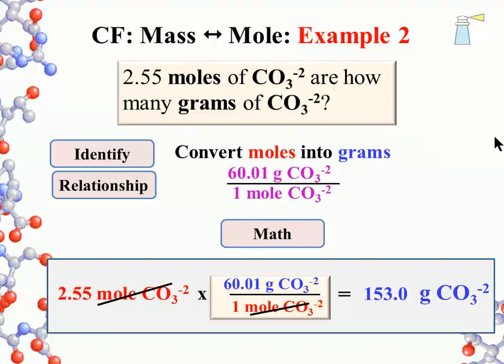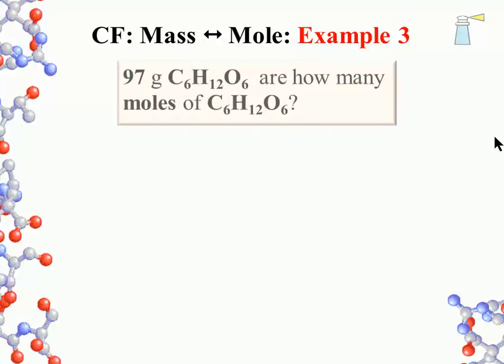Our starting value has 3 significant figures, meaning our final value cannot have more than 3 significant figures. The 3 is the third significant figure in our answer, so we need to consider whether we need to round that digit. Being followed by a 0, we should leave the 3 as it is, and our final answer is 153 grams of carbonate.